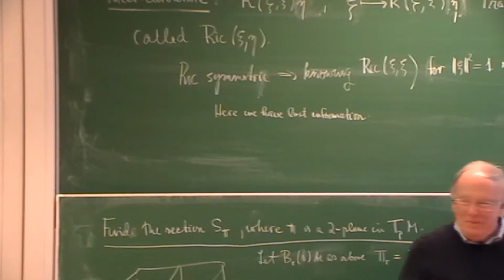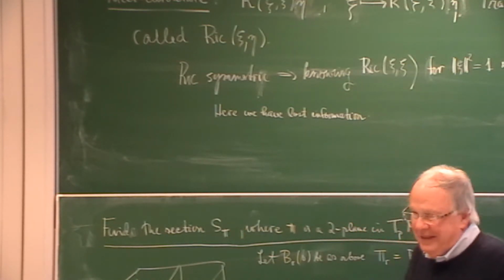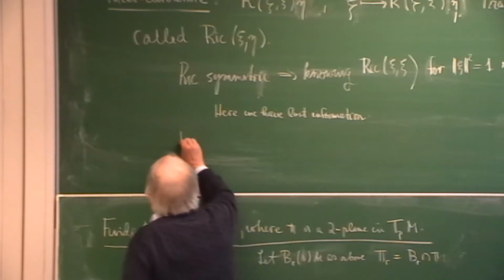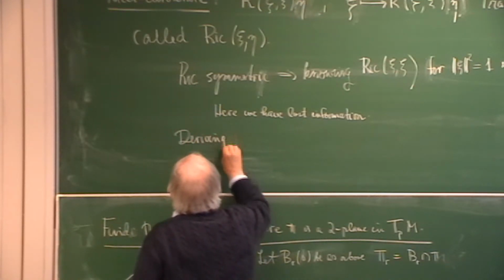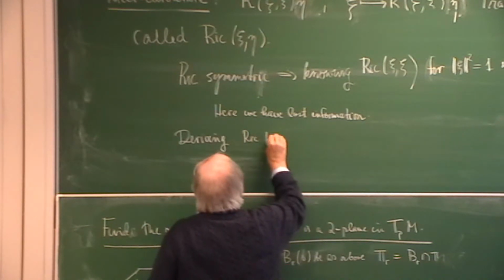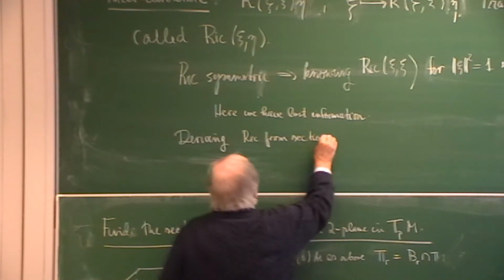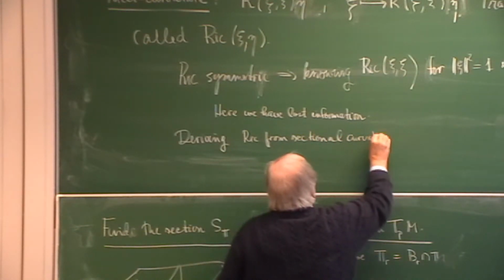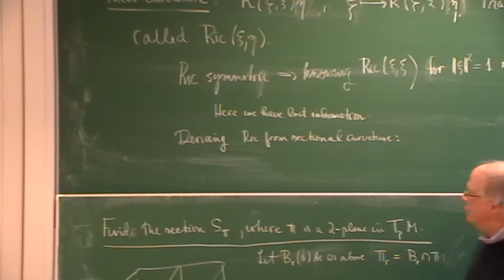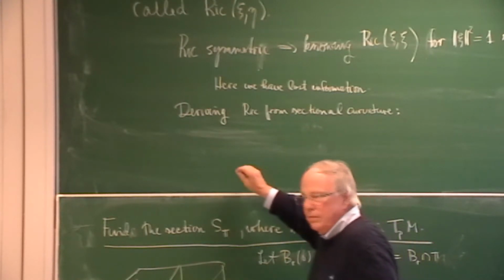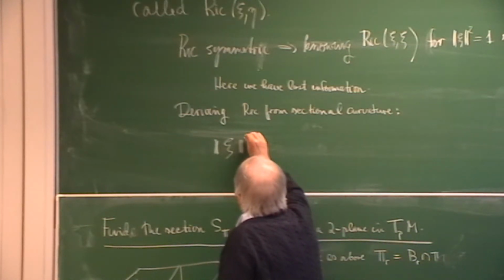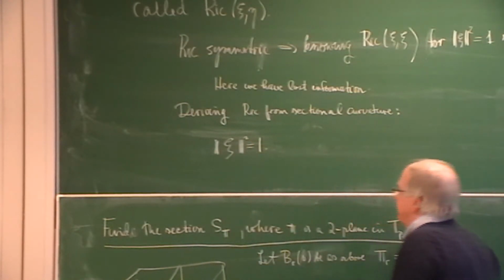And now, let me tell you what you've lost. Let me tell you how to think about how much you've lost. So, deriving Ricci from sectional curvature. Sectional curvature gives you everything. You can recover the full Riemann curvature tensor from sectional curvature, but with Ricci, you're losing something. Let me tell you what you do. You take C as a unit vector. Everything is going to be a unit vector. Norm C equals 1.